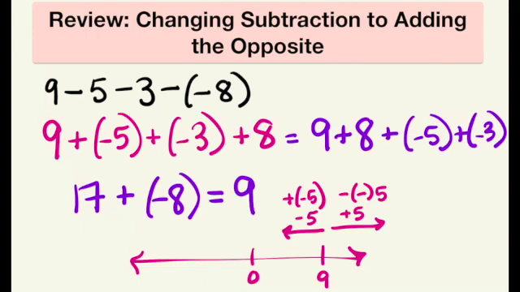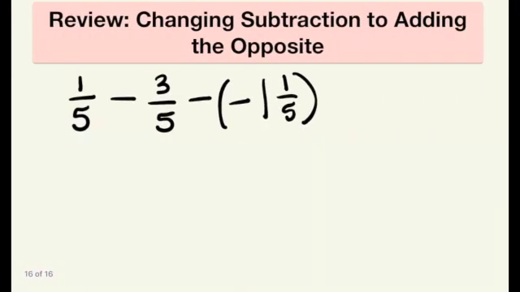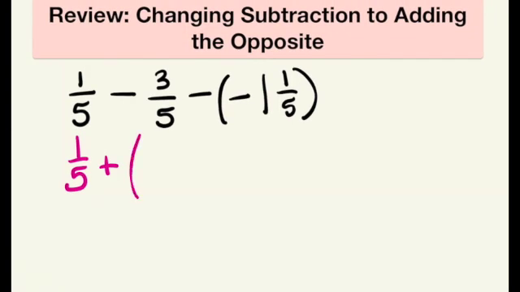Let's do another example, but this time with some rational numbers, with some fractions. So this problem is 1/5 minus 3/5 minus -1 1/5. The first thing we're going to do is add the opposite. So I have 1/5. Since I'm subtracting a positive 3/5, I'm going to add the opposite of 3/5, which is -3/5. And here, since I'm subtracting a -1 1/5, to add the opposite, I would add a positive 1 1/5.